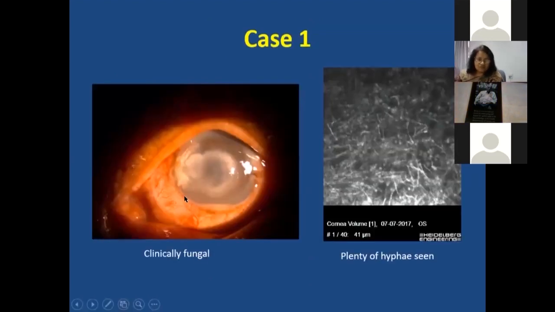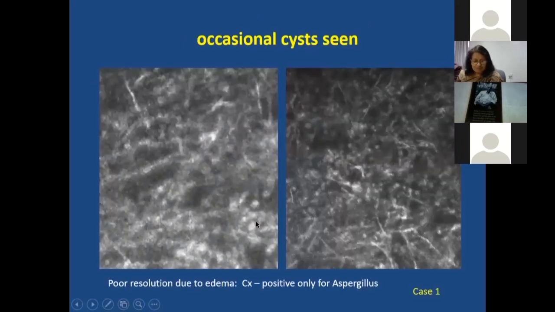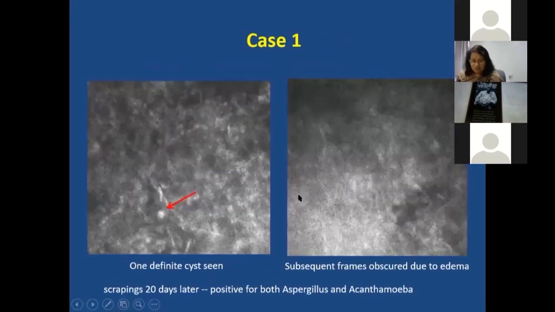Now, this is a patient who is clinically diagnosed to have a fungal keratitis. And when you look at the confocal, you can see plenty of hyphae. But when we look closer, the resolution is very poor and the cultures were positive only for Aspergillus. But we also had a situation where we thought that we saw an Acanthamoeba cyst. So we repeated the scraping 20 days later and it was positive for both Aspergillus as well as Acanthamoeba. The stromal edema can blur the images a great deal. So if you're not sure, it's better to go in for a repeat scraping.